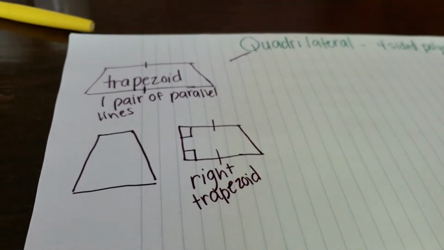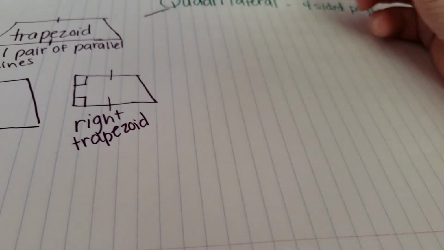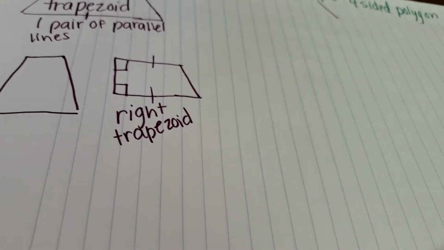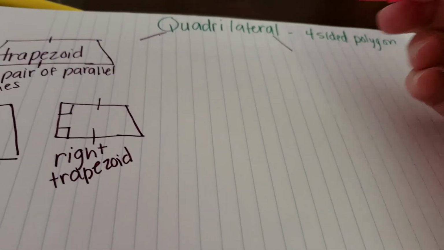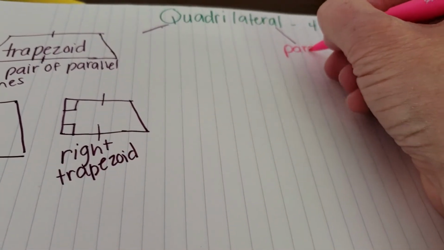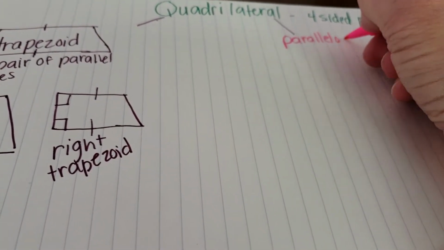Okay. The other type of quadrilateral is parallelograms. Parallelograms have two pairs of parallel lines.